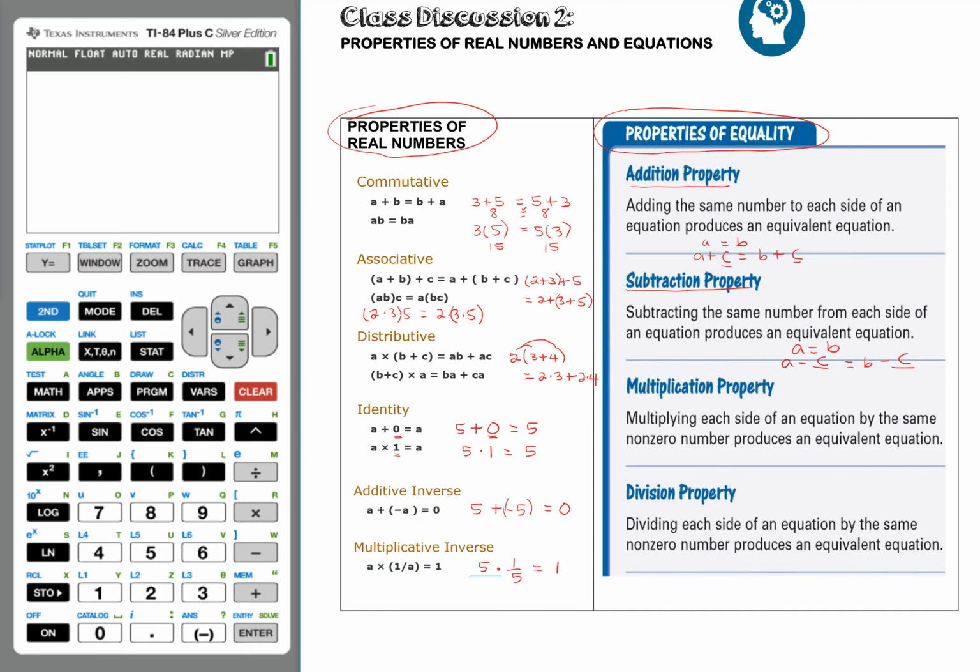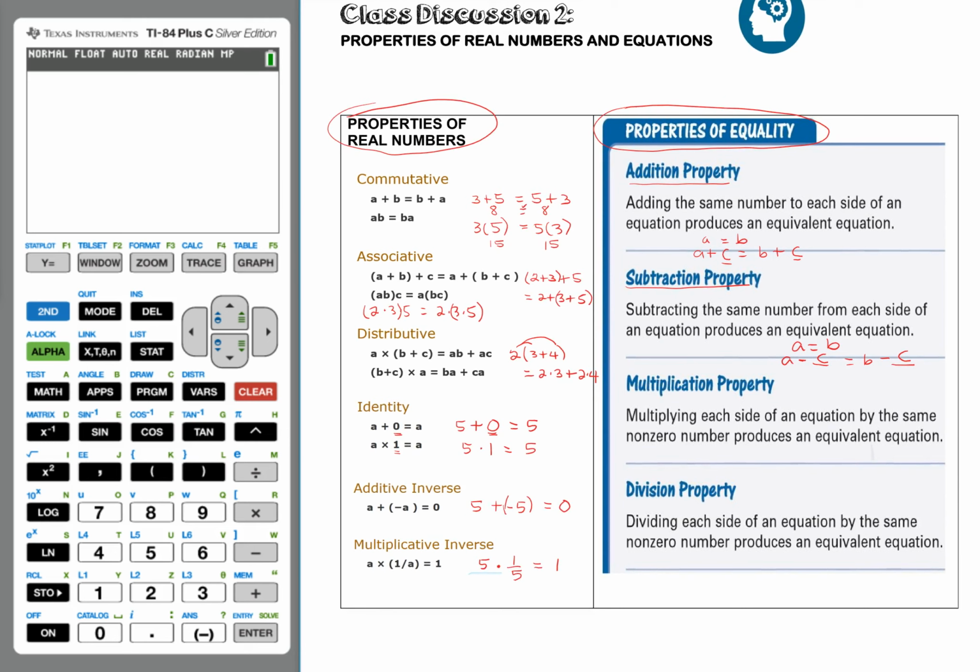The multiplication property is that if you are multiplying the same number on both sides of the equation, it produces an equivalent equation. So we have here a is equal to b. I'm multiplying this one by the same number, c, so we have a times c and b times c, and this will still be equal.